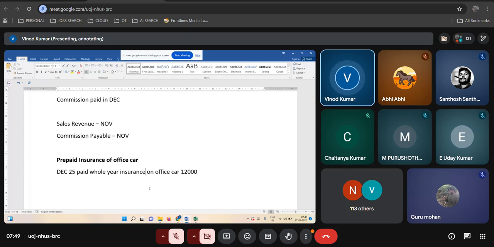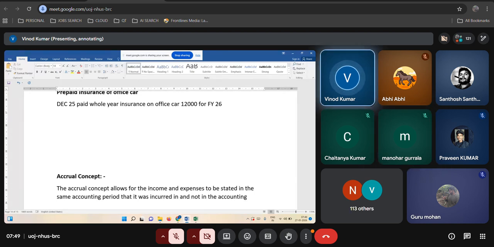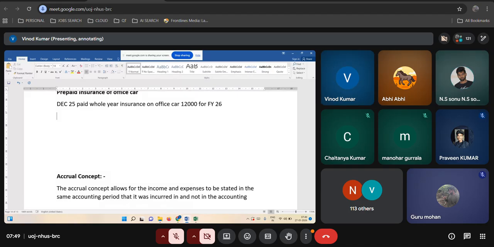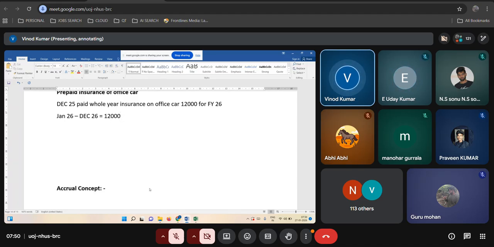Paid the whole year insurance on the office car, 12,000 for the financial year. Normally we make the advance payment and take the services from the insurance company. So for which period? Jan 26 to December 26. What is the amount they paid? 12,000 rupees. So what is the monthly amount?